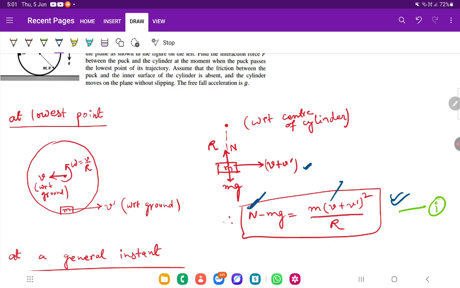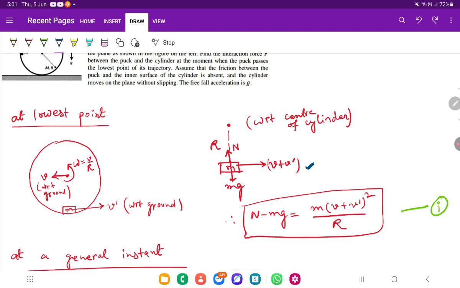Here we can see that v and v dash are the two unknown quantities. So throughout the solution we will try to find out v and v dash in known terms, and we will substitute these values in equation 1 so that you can get the required N value. Okay, so that will be our target in the solution.